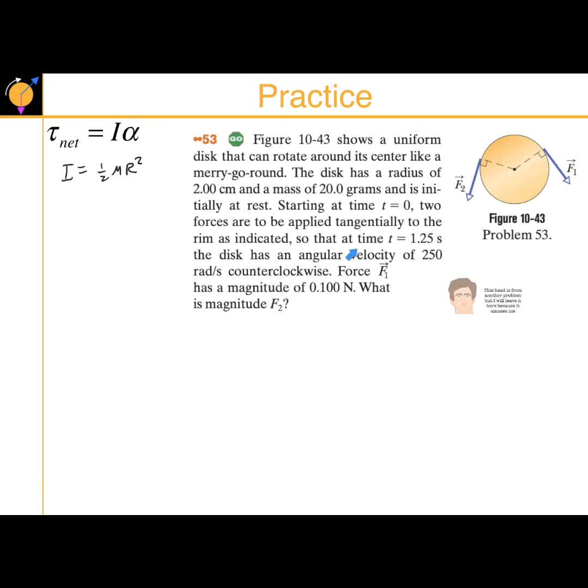Well, since it ends up with counterclockwise rotation, that means F2 must be stronger than F1. So when we get our answer, we expect F2 to be stronger than F1. They both have the same radius, right? Let's write down everything we know.